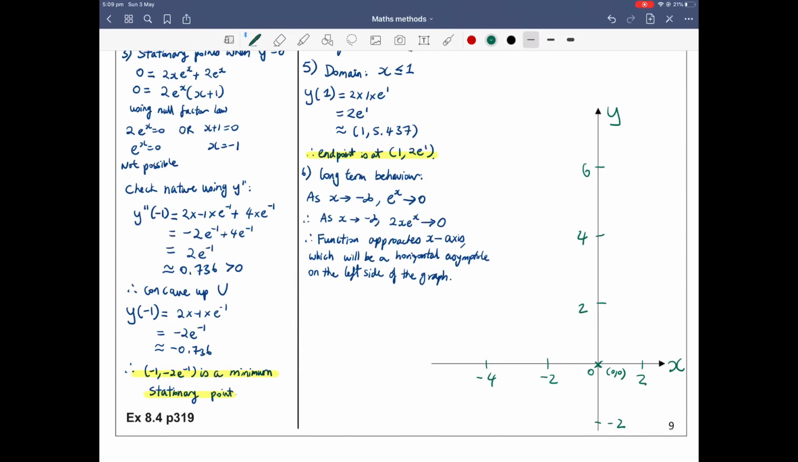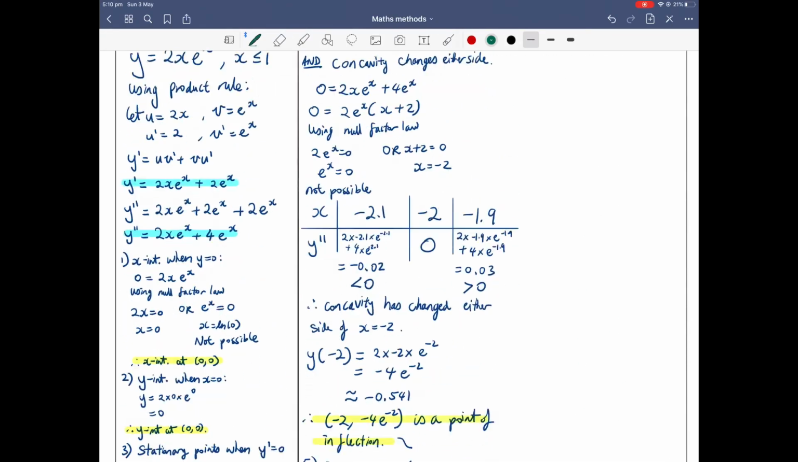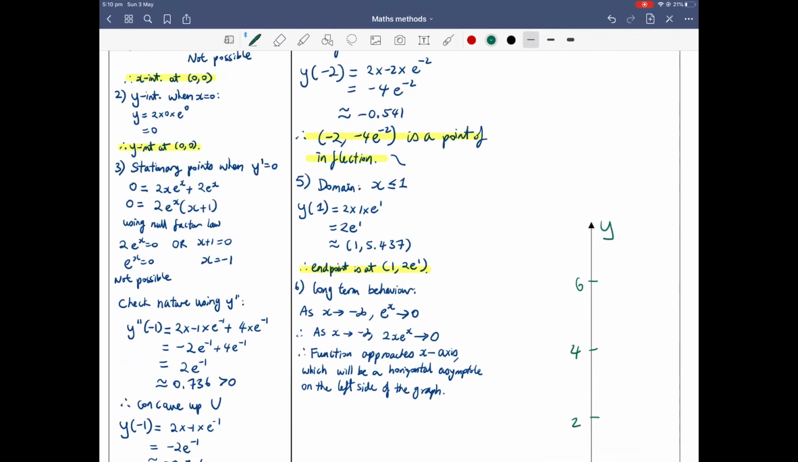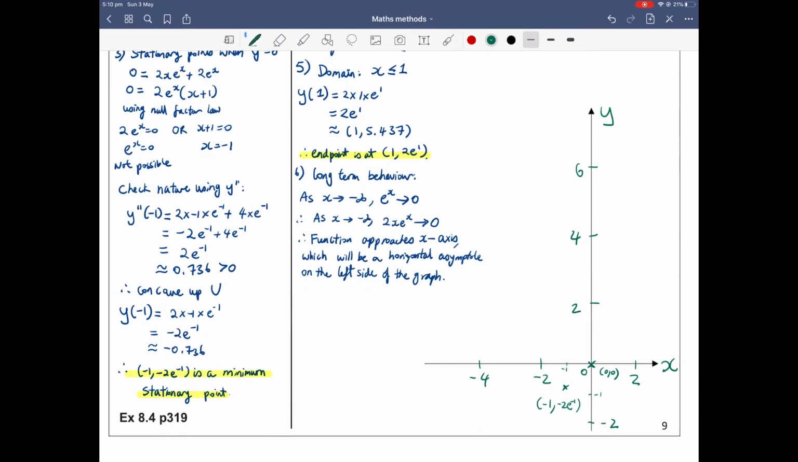I've got -1, so that's about -0.7, so that's about here-ish. So that's -1, -2e to the -1, which should be a smiley face. I've also got -2, -0.5. So -2, -0.5 is about here-ish.